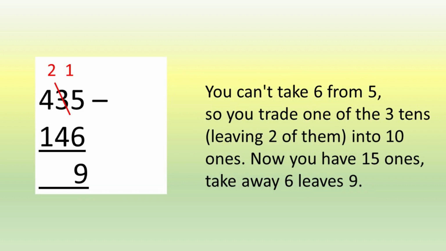You can't take 6 from 5, so you trade 1 of the 3 tens, leaving 2 of them, into 10 ones. Now you have 15 ones. Take away 6, leaves 9.